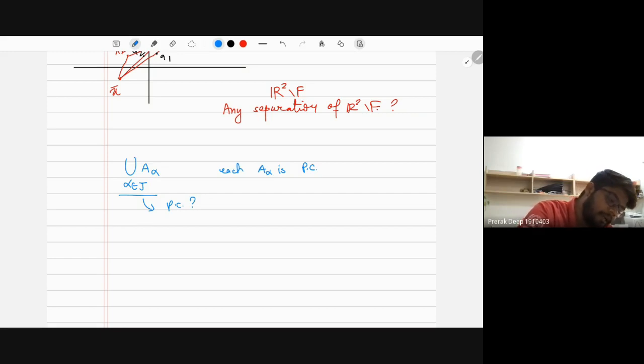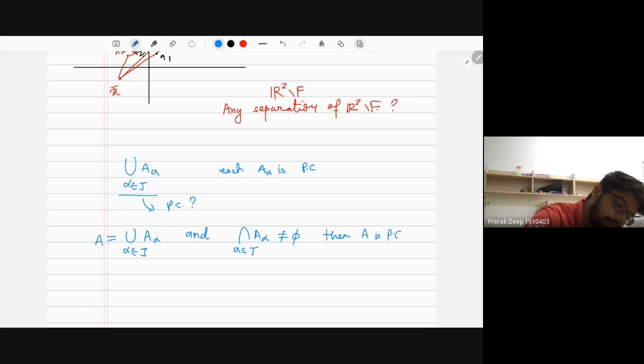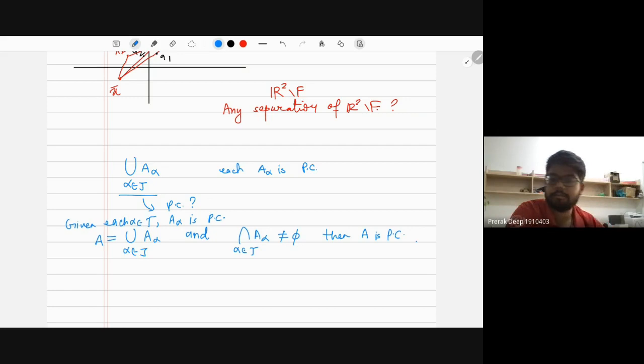So it is path connected only if their intersection, so the arbitrary union of these, and their intersection is non-empty, then this arbitrary union is path connected, given each A alpha is path connected. Okay, so this is the theorem.